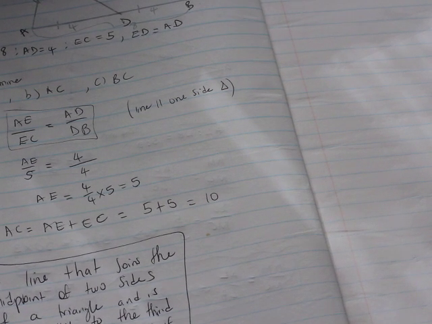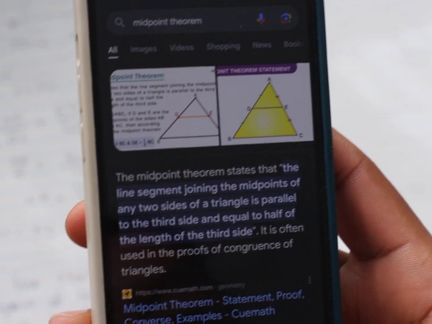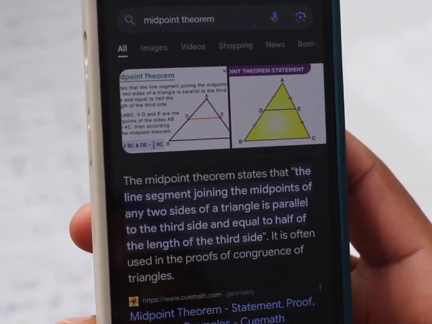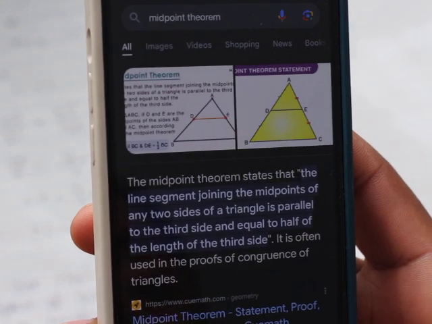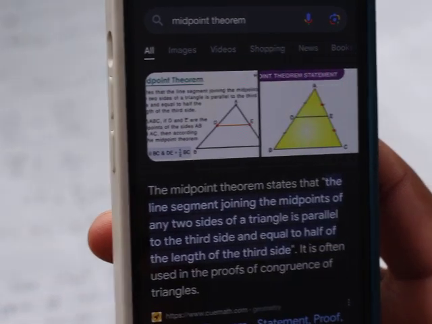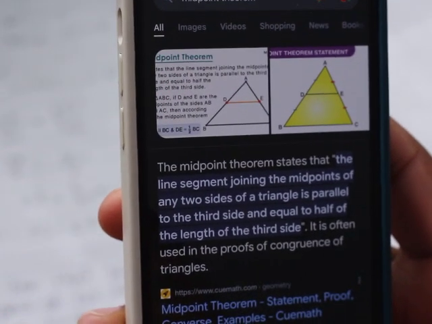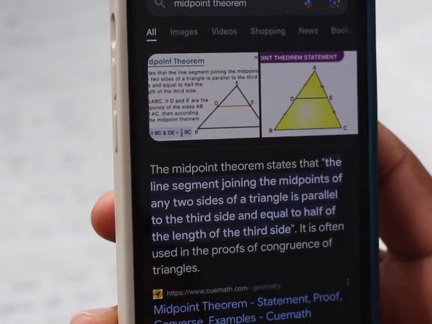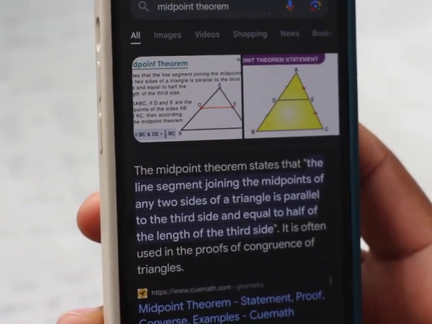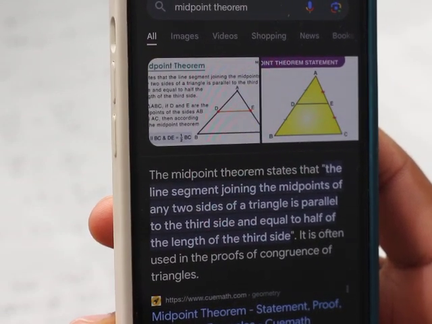Midpoint theorem. I doubt you are going to be able to see, but I'm going to try and read. The midpoint theorem says that the line segment joining the midpoints of any two sides of a triangle is parallel to the third side and equal to half the length of the third side. So in other words, for as long as that line which is joined bisects the two sides, then the assumption is that it's parallel to the third side and also equal to half of the third side.